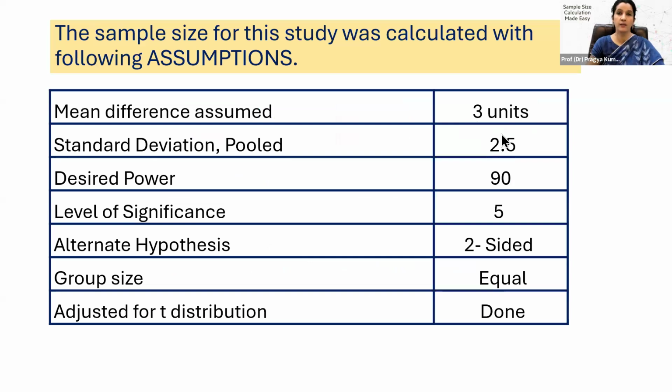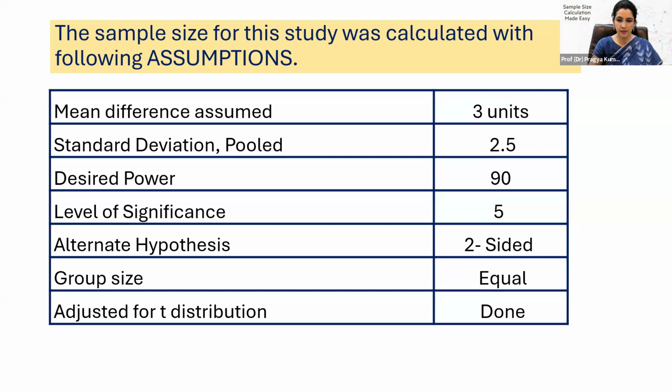So now many times you have to calculate this pooled standard deviation because that estimate is not directly available from your reference article. And then you can put this in as an input. So we will see. Input is mean difference is 3.